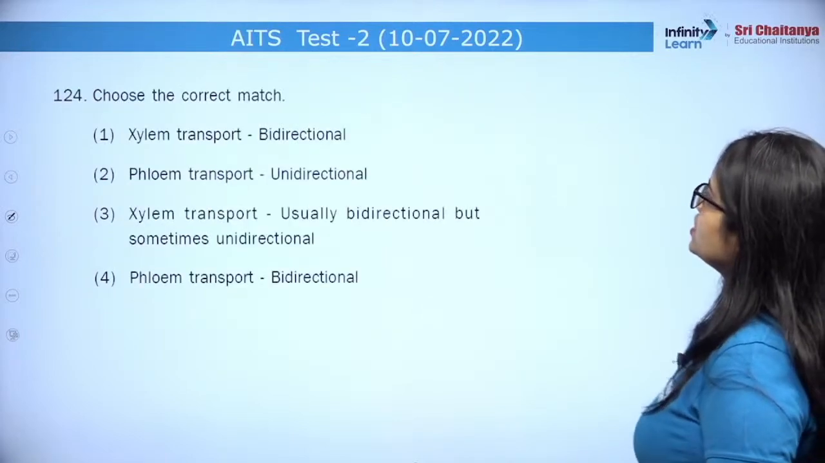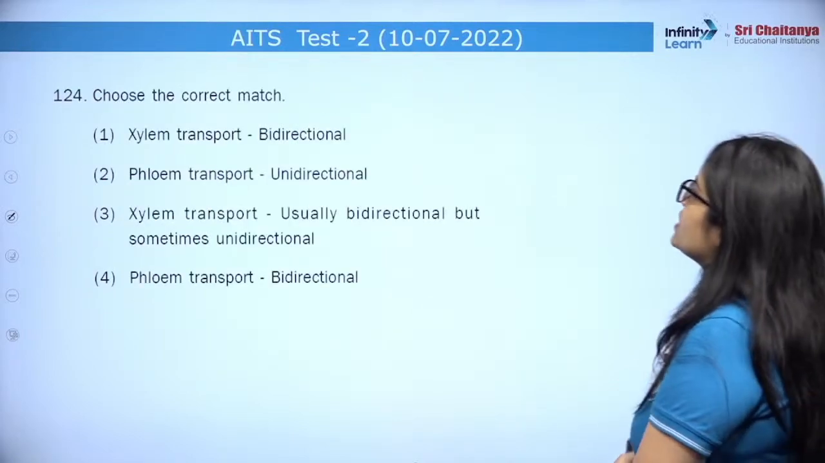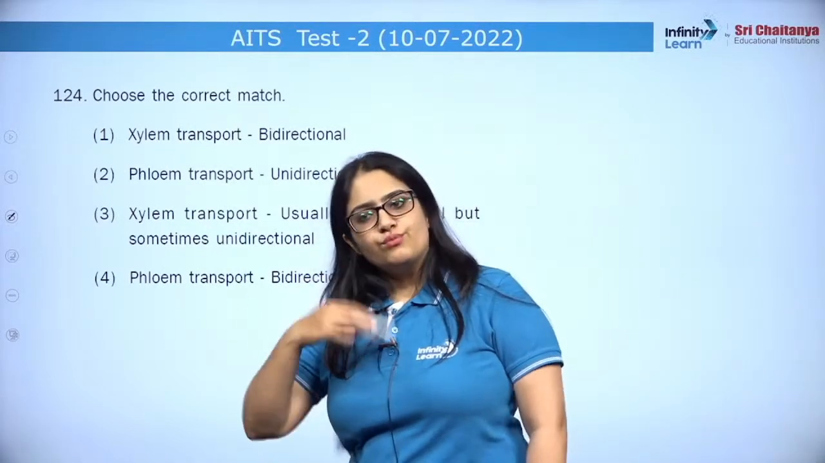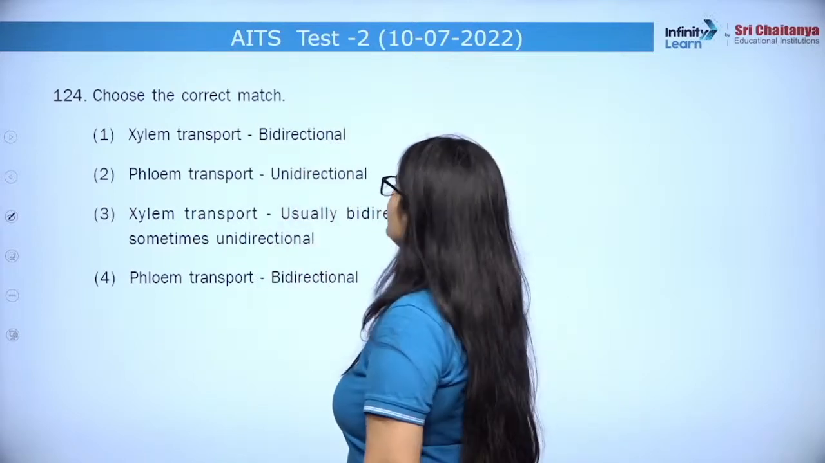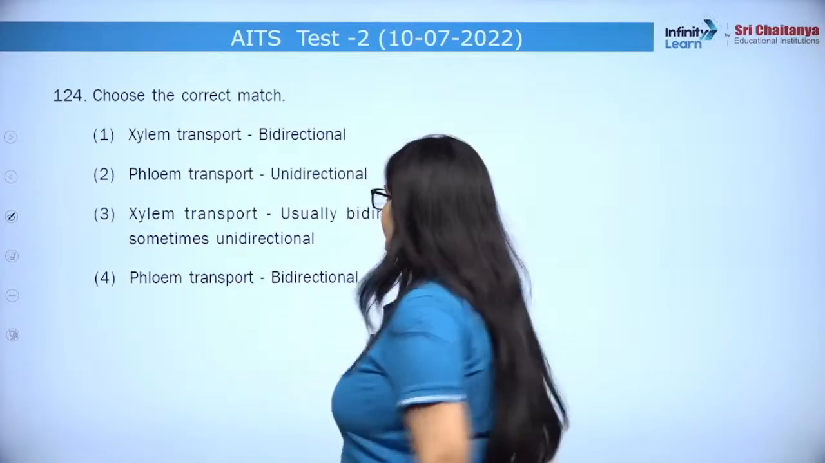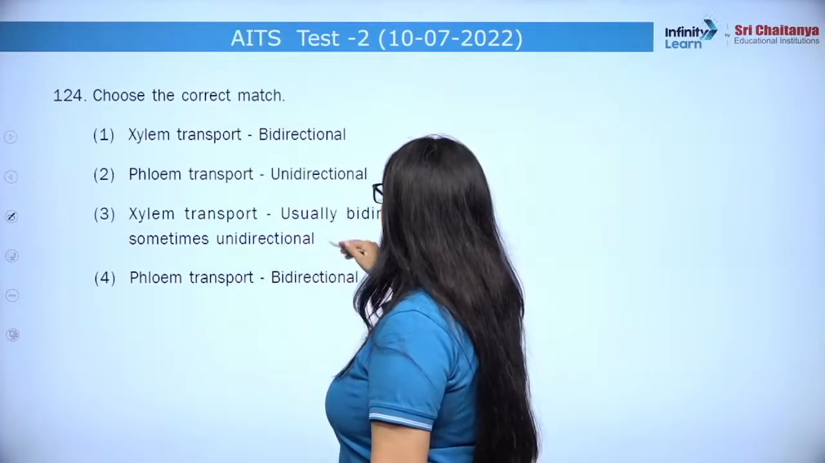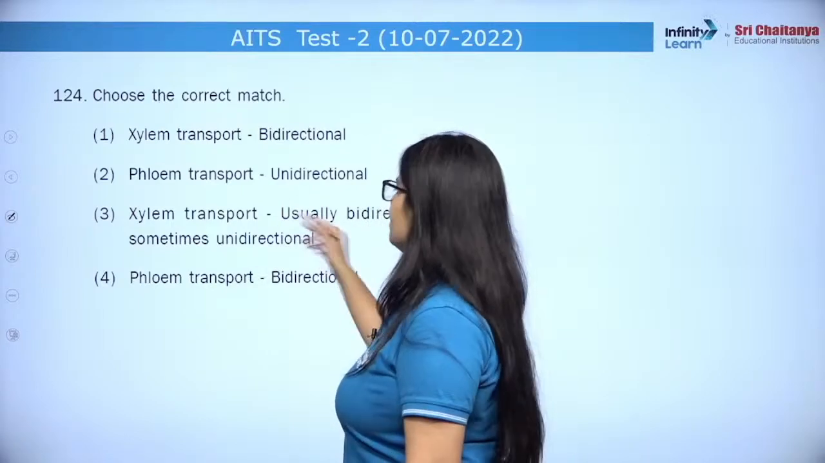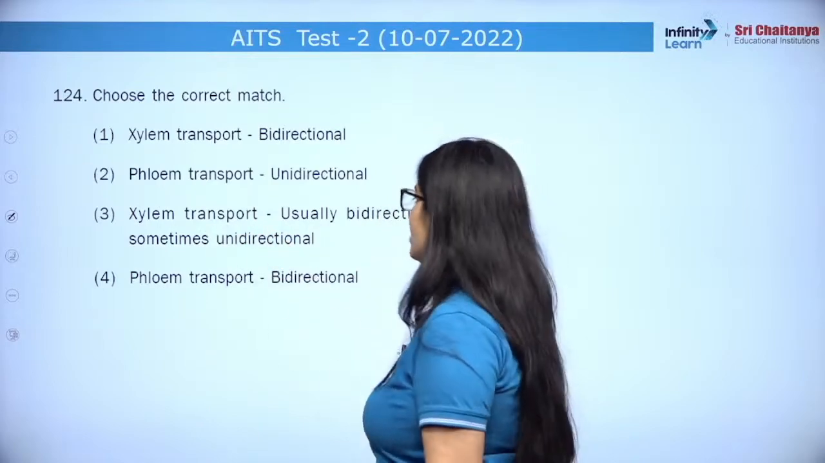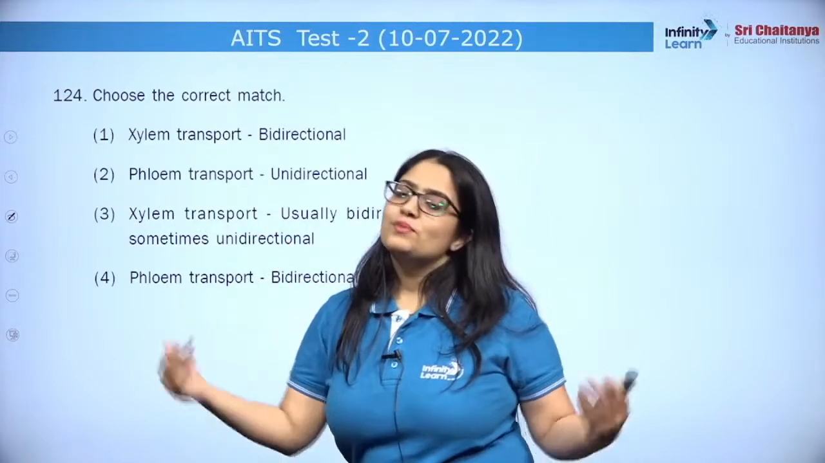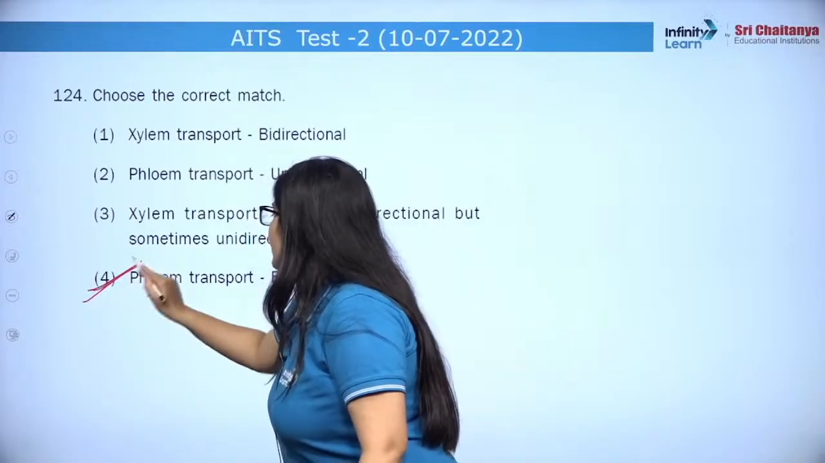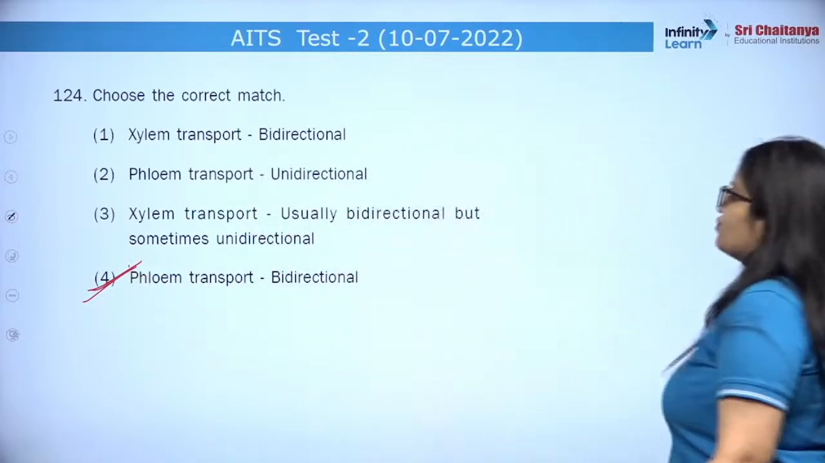Choose the correct match. Xylem transport is bidirectional. No. Xylem transport is unidirectional from roots to the leaves. Phloem transport is unidirectional? It is bidirectional because the relationship between source and sink changes. They are reversible. Xylem transport usually bidirectional, but sometimes unidirectional? Nothing like that. Xylem transport is strictly unidirectional. Phloem transport is bidirectional because source and sink relationships are interconvertible, they are reversible. So phloem transport is bidirectional is absolutely correct.